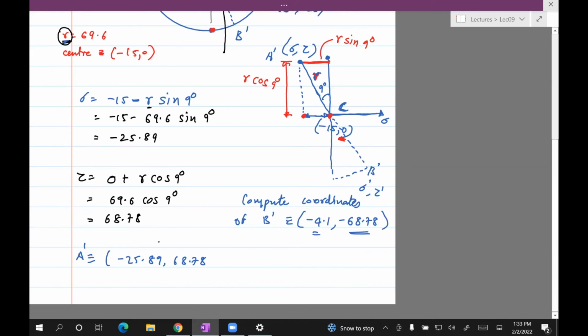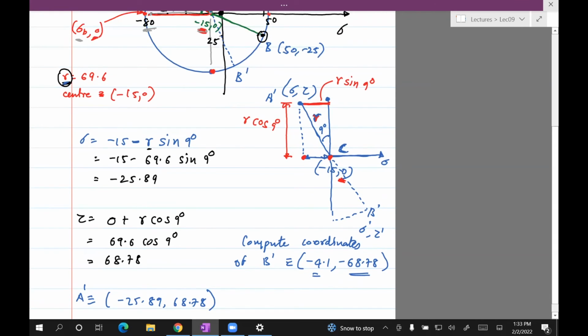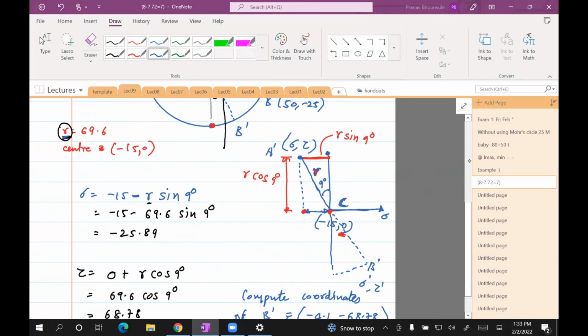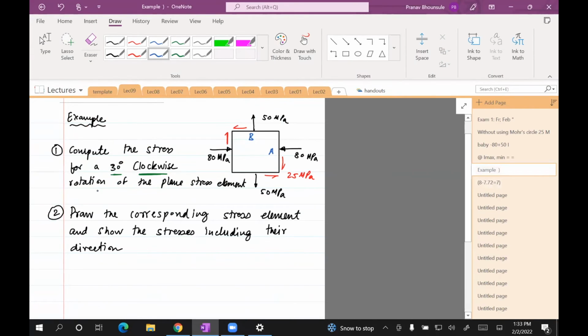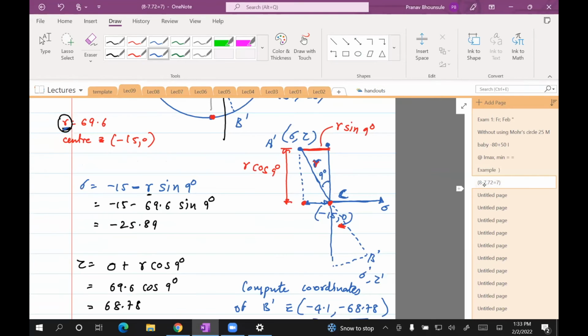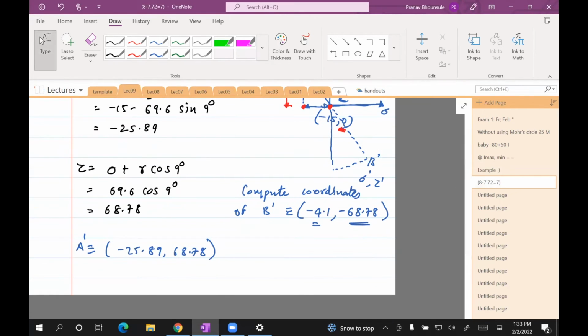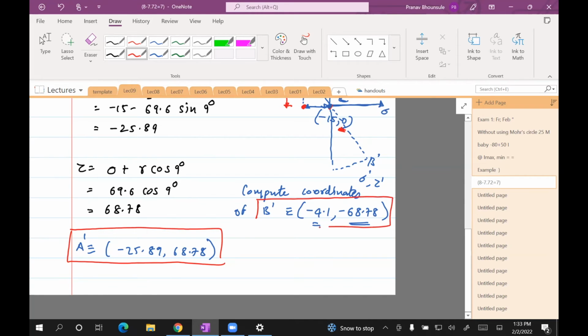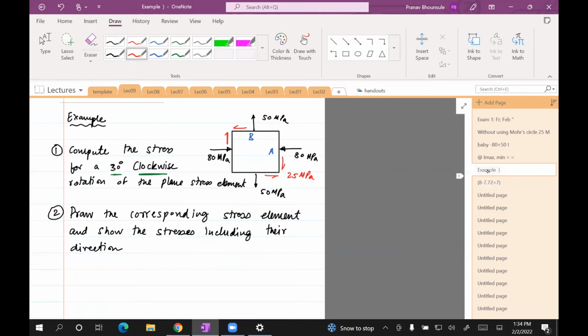Okay, so that completes part A, which was compute the stress for a 30 degrees. So this is the answer, A prime, and then the answer for B prime. So we wrote the stresses for A prime and B prime. The next part is to draw the corresponding stress element and show the stresses.